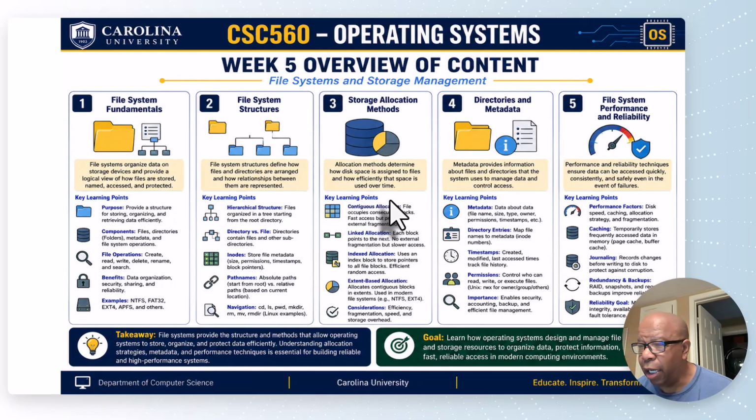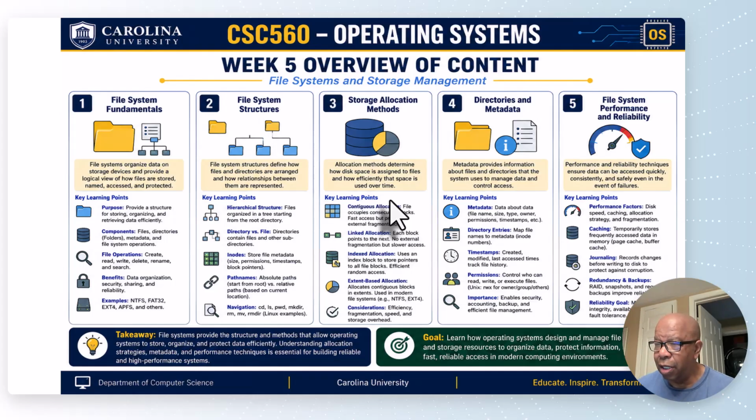So we have contiguous allocation. A file occupies consecutive blocks. Fast access, but prone to external fragmentation when we put things in continuous blocks. Then we have linked allocation. Each block points to the next. No external fragmentation, but slower access. So I have a block of data linked to my next block of data, which is linked to my next block of data. That linked allocation is a quick way I can get from each piece of the file that I want.